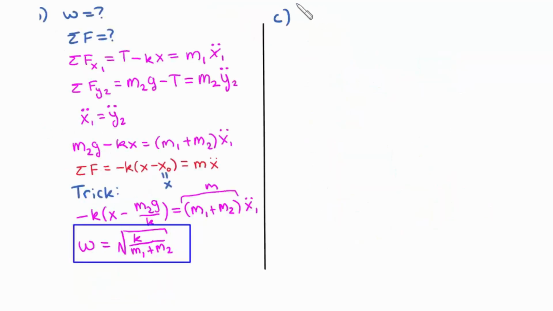So in my third question, question C, I'm being asked to find the maximum amplitude. I'm trying to find that such that my tension in the rope, my T, does not equal 0. So it can equal anything else, but not 0.